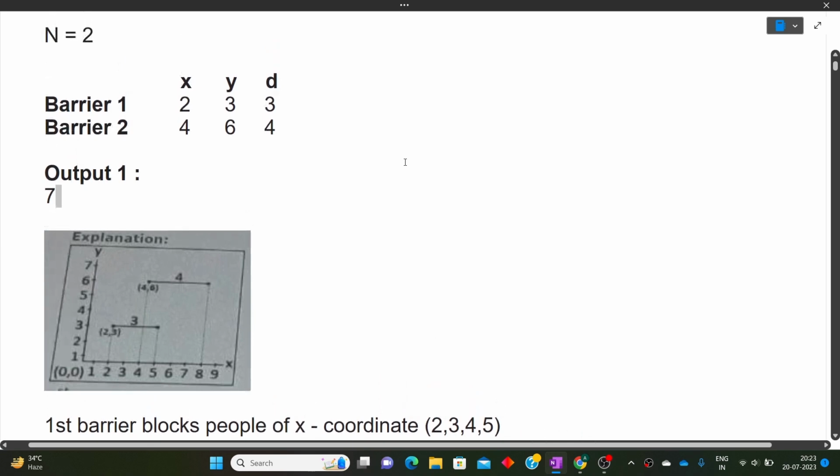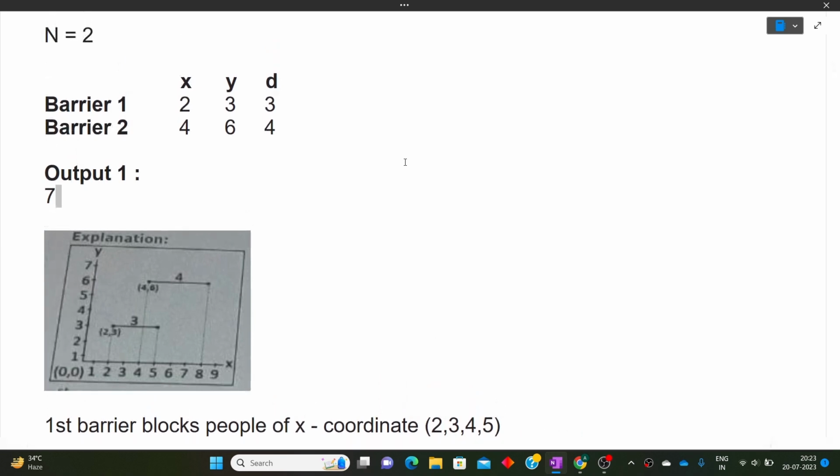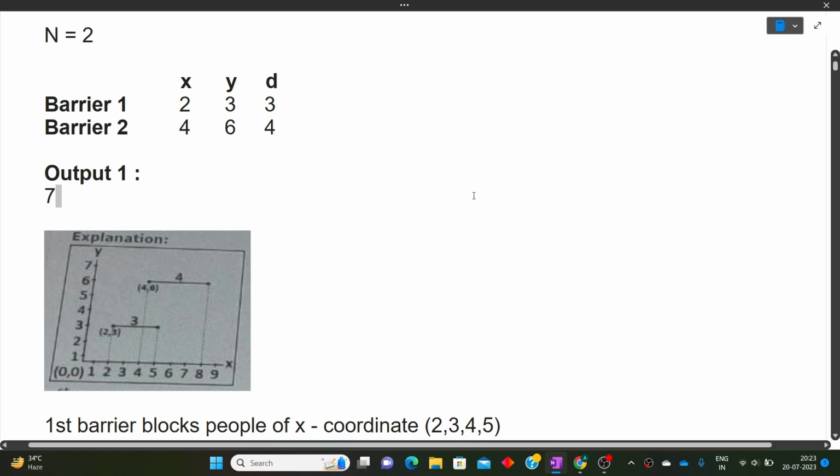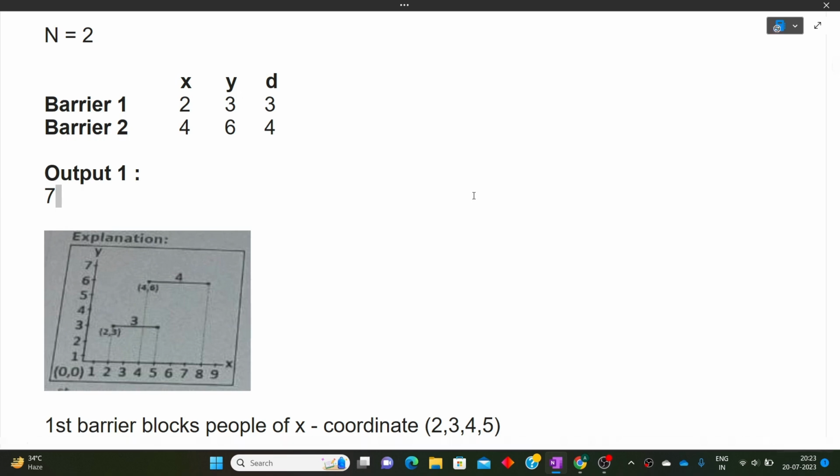It is very simple. The person will start moving from the x point in the positive y direction, and if he faces a barrier he will stop, and we have to just tell how many people will be stopped by the barriers that are given to us in the question. So I hope now the question is clear to you. Now we will move towards the approach. So let's move towards the approach of this question.